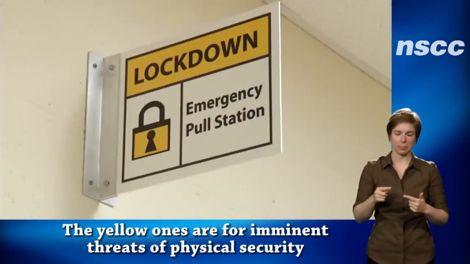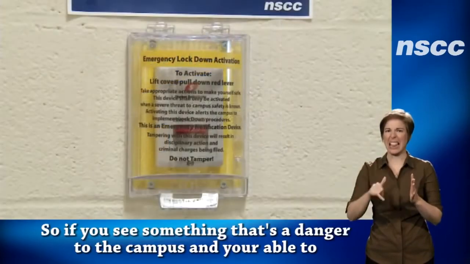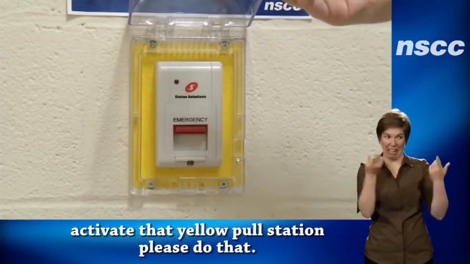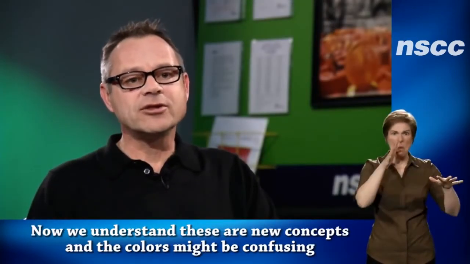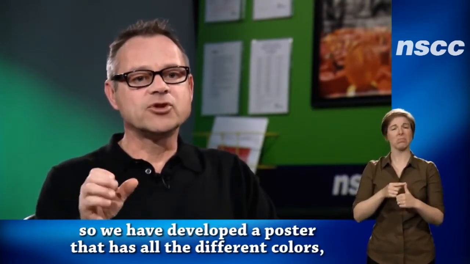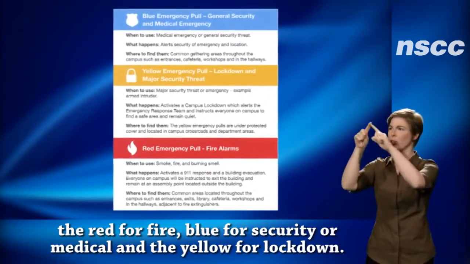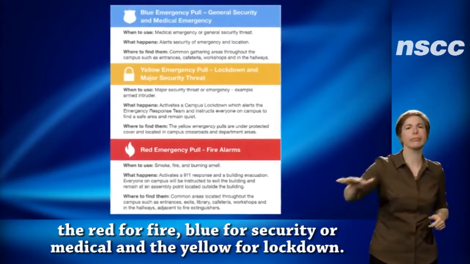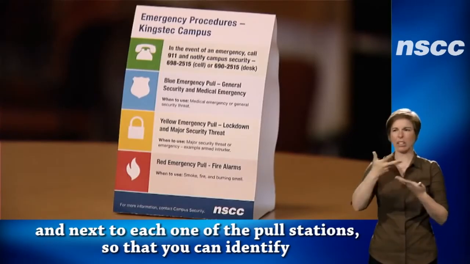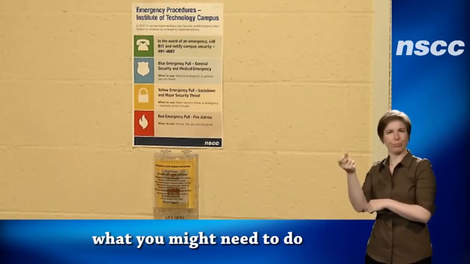The yellow ones are for imminent threats of physical security, such as a lockdown scenario. So if you see something that's a danger to the campus and you're able to activate that yellow pull station, please do that. Now, we understand these are new concepts and the colors might be confusing, so we have developed a poster that has all the different colors: the red for fire, blue for security or medical, and the yellow for lockdown. Those cards are prominently displayed throughout the campus and next to each one of the pull stations so that you can identify what you might need to do.